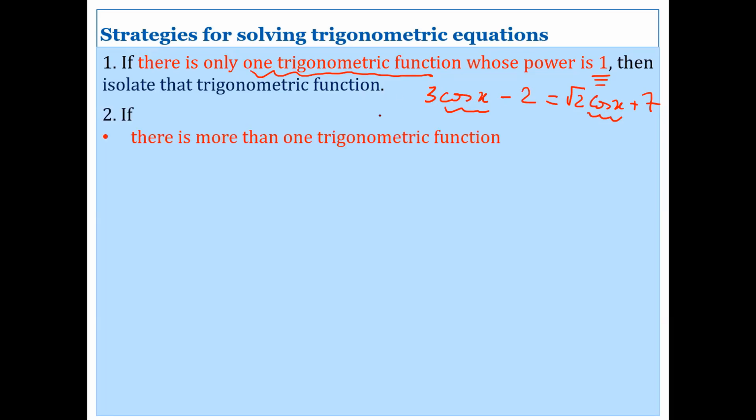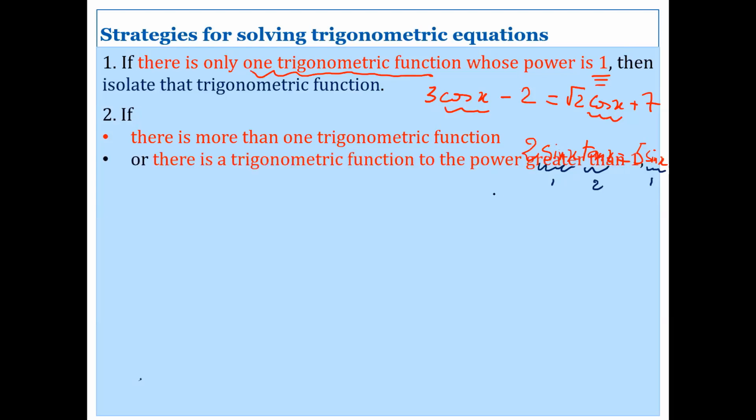The second type is when we have more than one trigonometric function. For example, we have 2 sine x tan x equal 5 sine x. So in this equation, we have two trigonometric functions, which are sine and tan, and the power is 1.